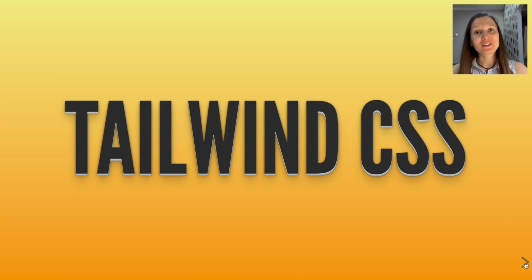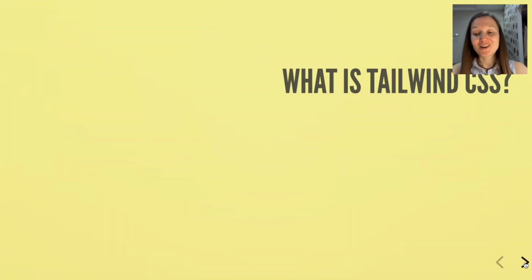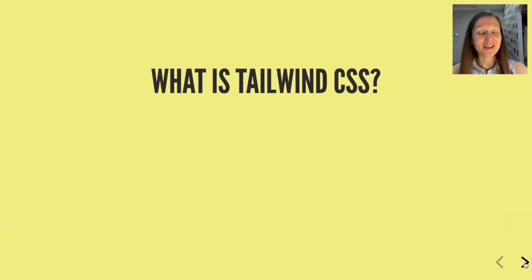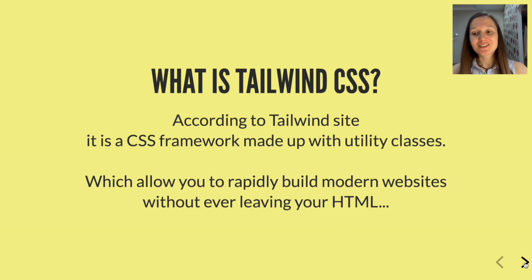Today we're going to talk about Tailwind CSS, and I guess the first question you're going to ask is, what is Tailwind CSS? This is a really good question, which we can answer with the official Tailwind site. According to it, Tailwind is a CSS framework made up of utility classes, which allow us to rapidly build modern websites without even leaving our HTML. It sounds awesome, but what exactly does it mean?